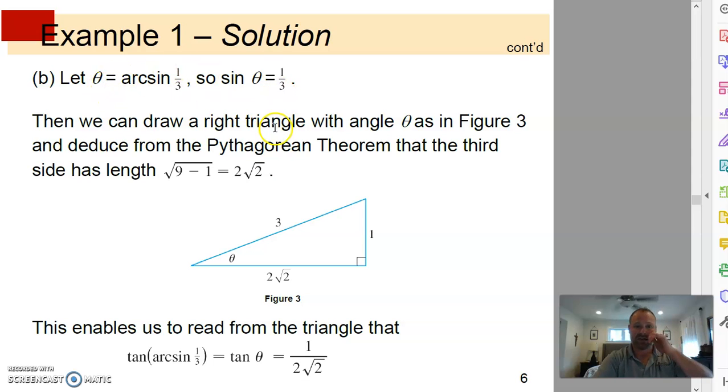Okay. Next here, let theta equal the arc sine of 1/3, so that the sine of theta equals 1/3. Then we can draw the right triangle. So where does this triangle come from here? This is our understanding of the right triangle, okay? We can use the Pythagorean theorem here to figure out what the tangent of theta is going to equal. When we do that, we can say that the tangent of the arc sine of 1/3 does in fact equal the tangent of theta, which is 1/2 root 2.